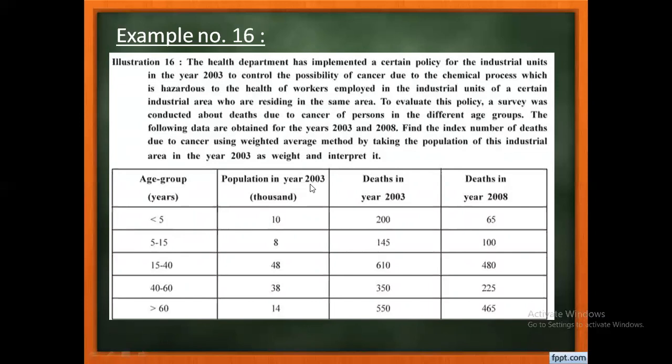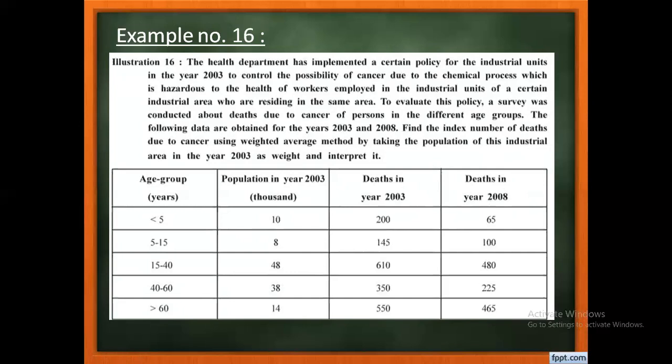Population of 2003. Population is, in other words, like quantity. Population, that is numbers. The number is given, that is the quantity of 2003, that is Q0 you have given. You can say that is 10, 8, 48, 38, 40. Deaths of 2003 and 2008 are given. So this is instead of price. So 2003 deaths is your P0, 2008 deaths is your P1.